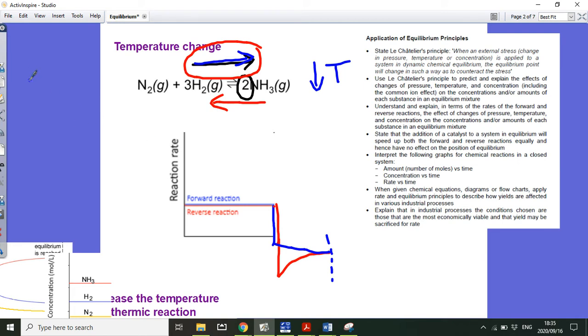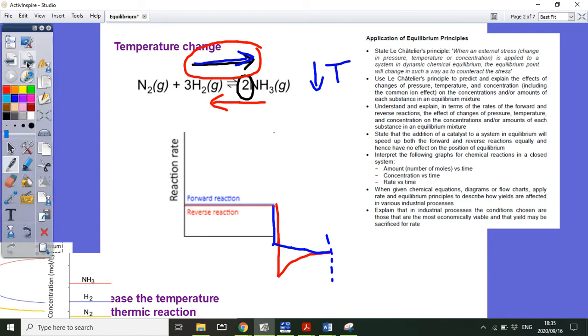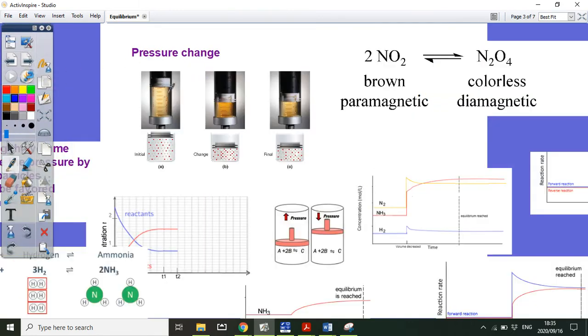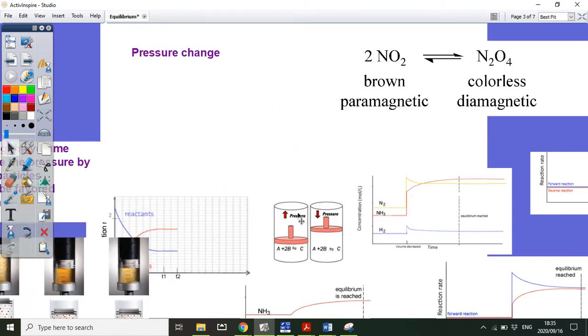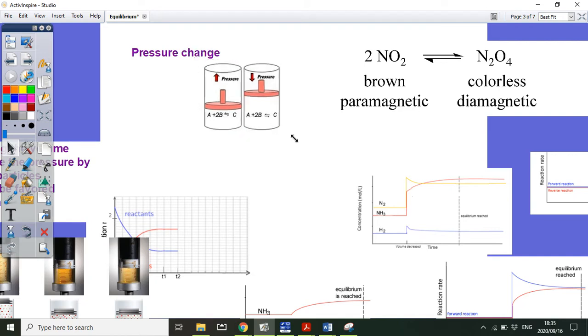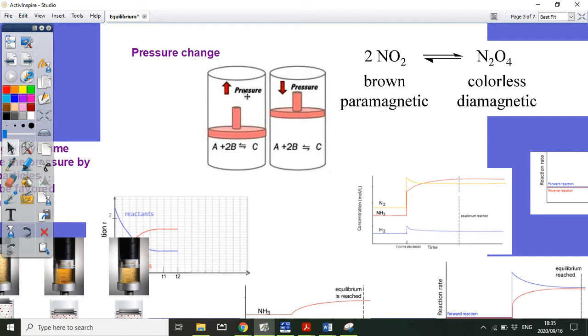So the next factor that can influence the equilibrium position is pressure. I've got many diagrams here, which I don't know if we're going to all use, but the important one that you need to remember is when you have a change in pressure, you actually have a change in volume as well. So here, when the pressure is increasing, I'm increasing the pressure by pushing this plunger down. So this is my volume. So my volume actually decreased.